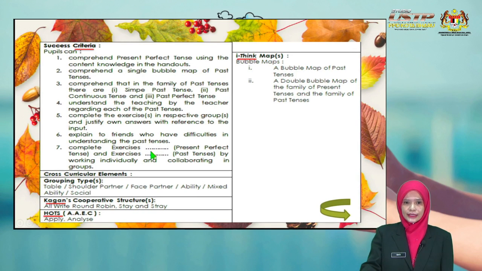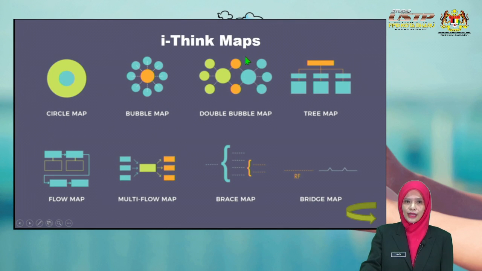And not forgotten, the I-Think maps. For I-Think maps, we use a bubble map of past tenses and a double bubble map of the family of present tenses and the family of past tenses. Let's look at the I-Think maps. We have the circle map, bubble map, double bubble map, tree map, flow map, multi-flow map, brace map, and bridge map.